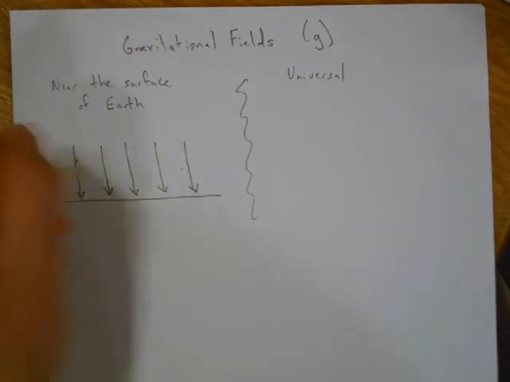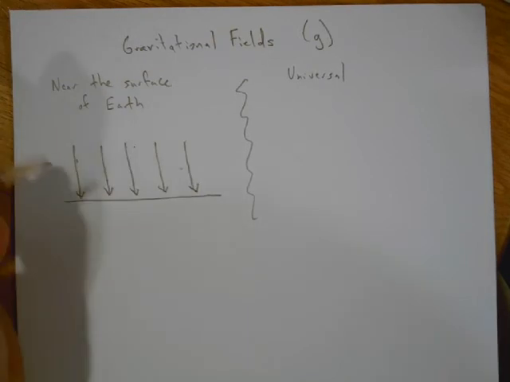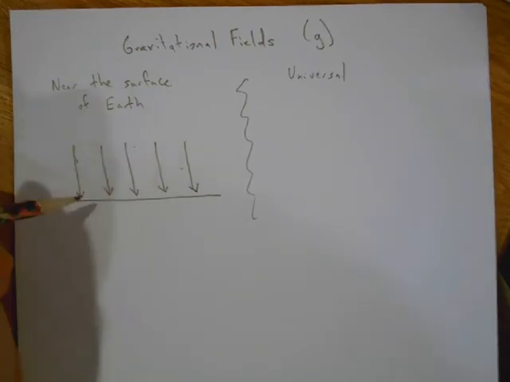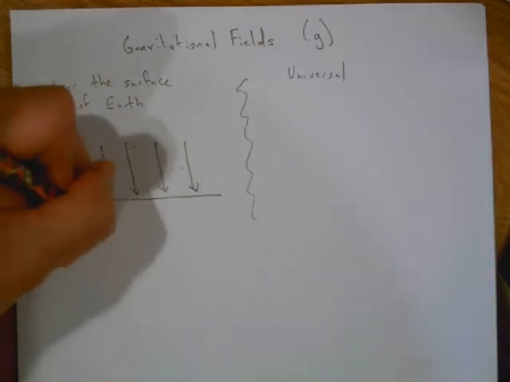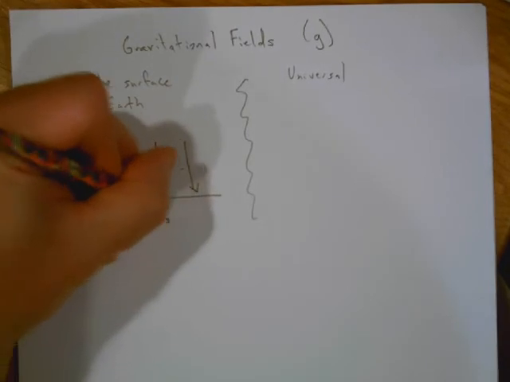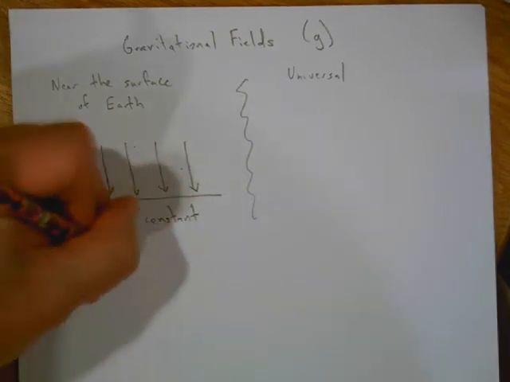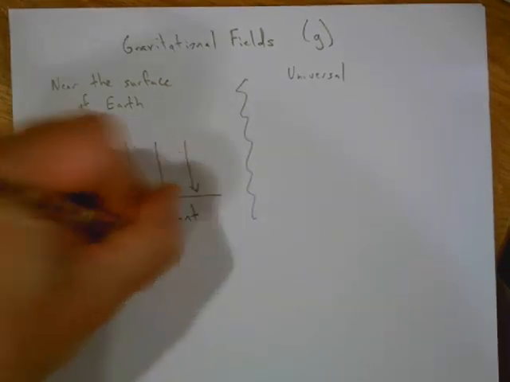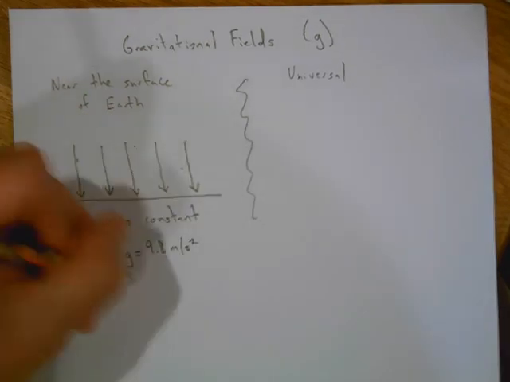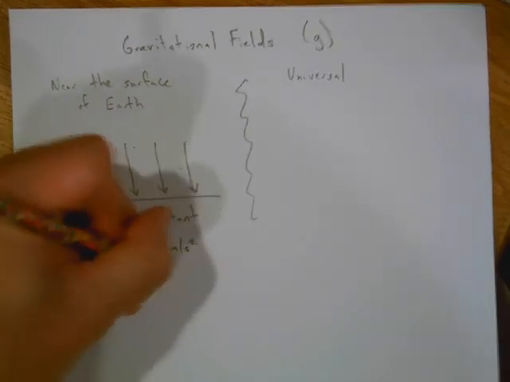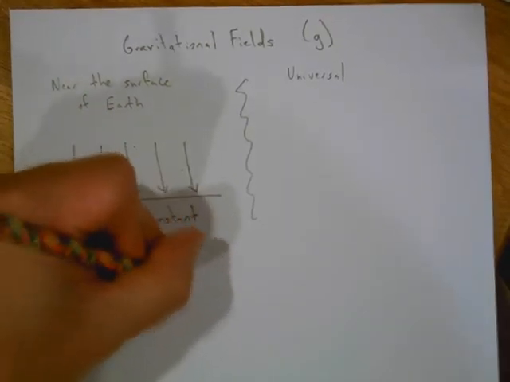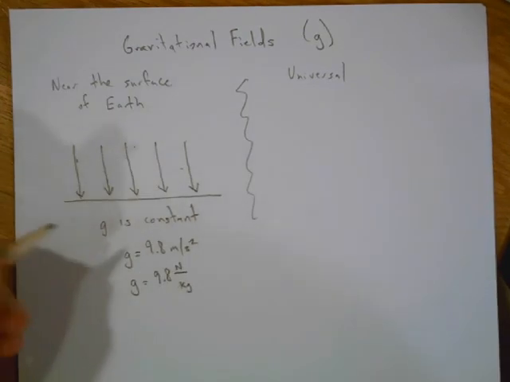But you'll notice that these arrows, at least if I drew it correctly, are all equally spaced. That means that g is constant near the surface of the Earth. Hence, all bodies fall with the same constant acceleration. If it's the Earth, g is 9.8 meters per second squared, or 9.8 newtons per kilogram. Remember, newton per kilogram is the same thing as meter per second squared.